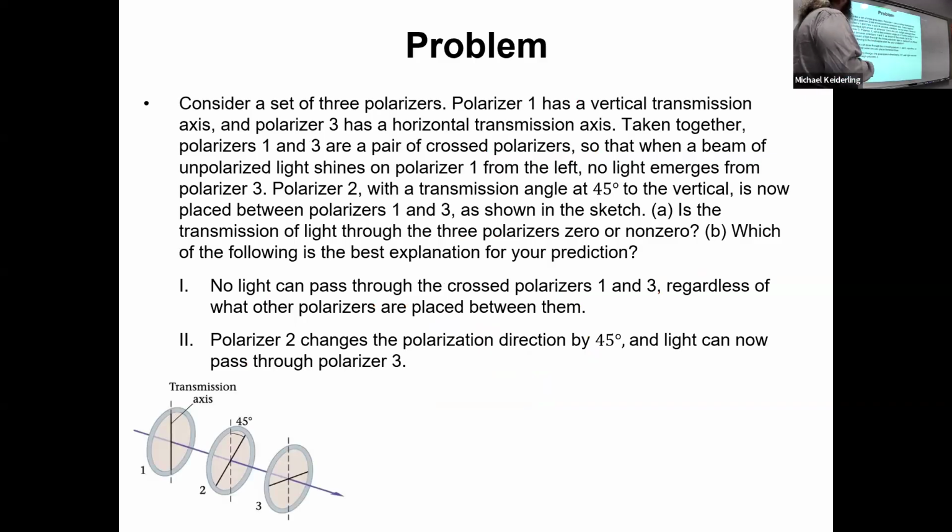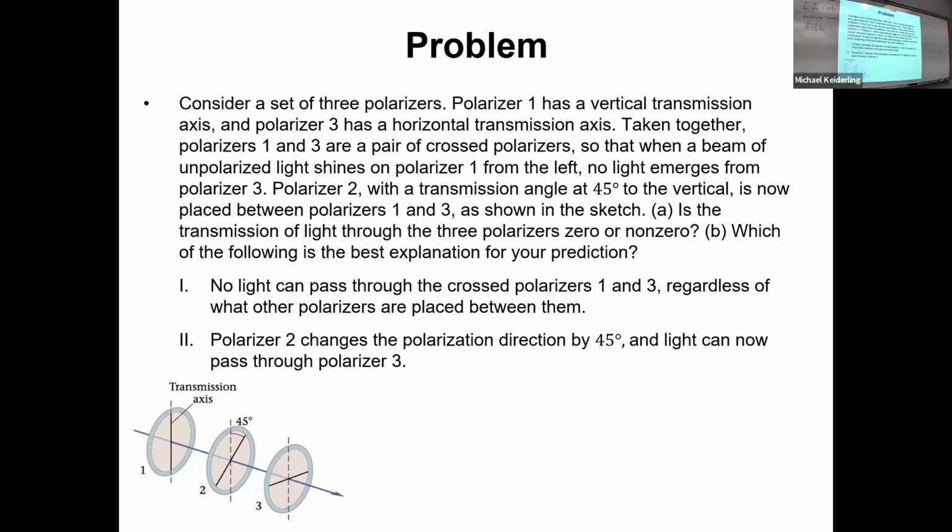So here we have a set of three polarizers. Polarizer 1 has a vertical transmission axis. Polarizer 3 has a horizontal transmission axis. Polarizers 1 and 3 are a pair of cross polarizers, so when a beam of unpolarized light shines on polarizer 1 from the left, no light emerges from polarizer 3.